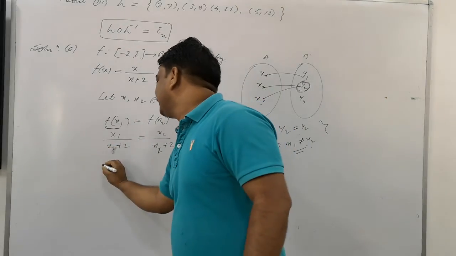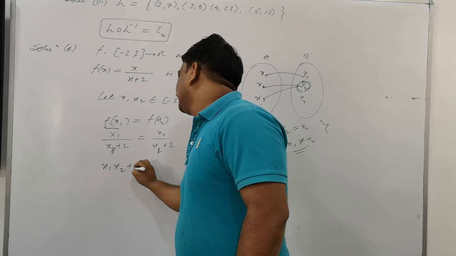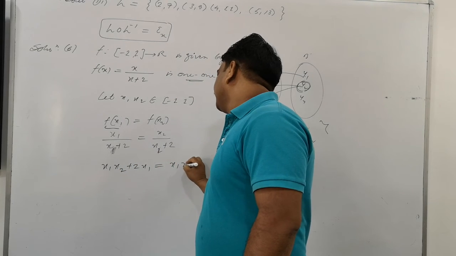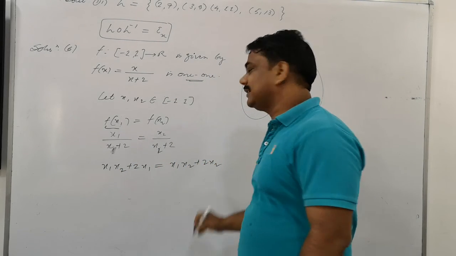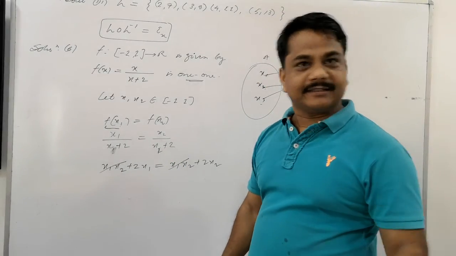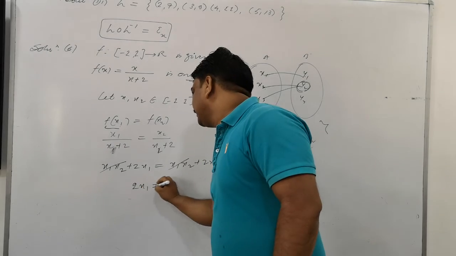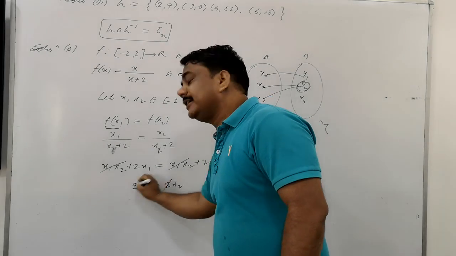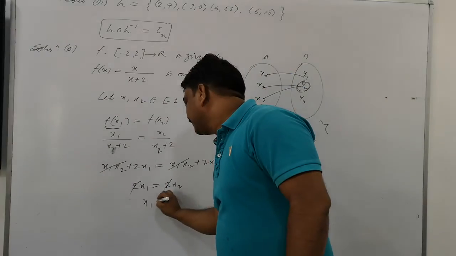After solving this, proceed here. x1 into x2 plus 2 times x1, and x1 into x2 plus 2 times x2. Is that clear now? x1 x2 cancels, they are the same on either side, and here x1 is equal to 2 of x2. Mathematically, the 2s cancel, so x1 is equal to x2.